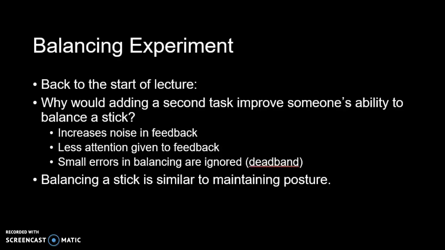So back to the start of the lecture, why would adding a second task improve one's ability to balance a stick? And we didn't really talk too much about this. I'm just going to take a step back. The balancing experiment, we're not in class, so don't worry too much about this.